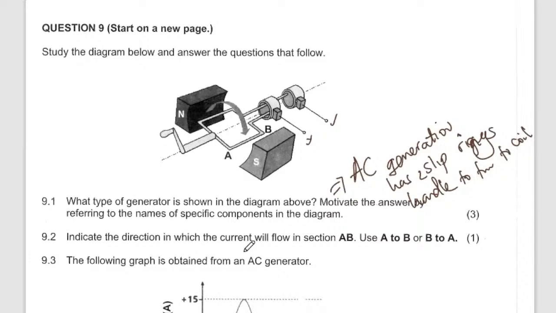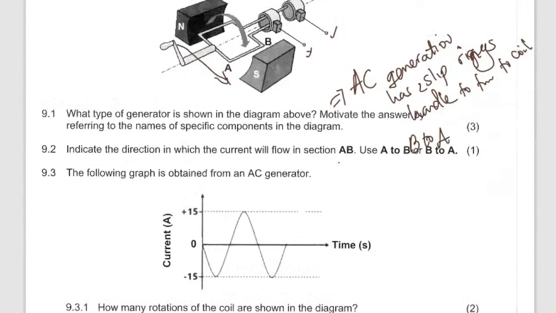Then indicate the direction in which the current will flow in section A. Since we see the field moving in this direction, we want to get the current. Using the right-hand rule, we can see that it's moving in that direction. So it's going to be B to A.